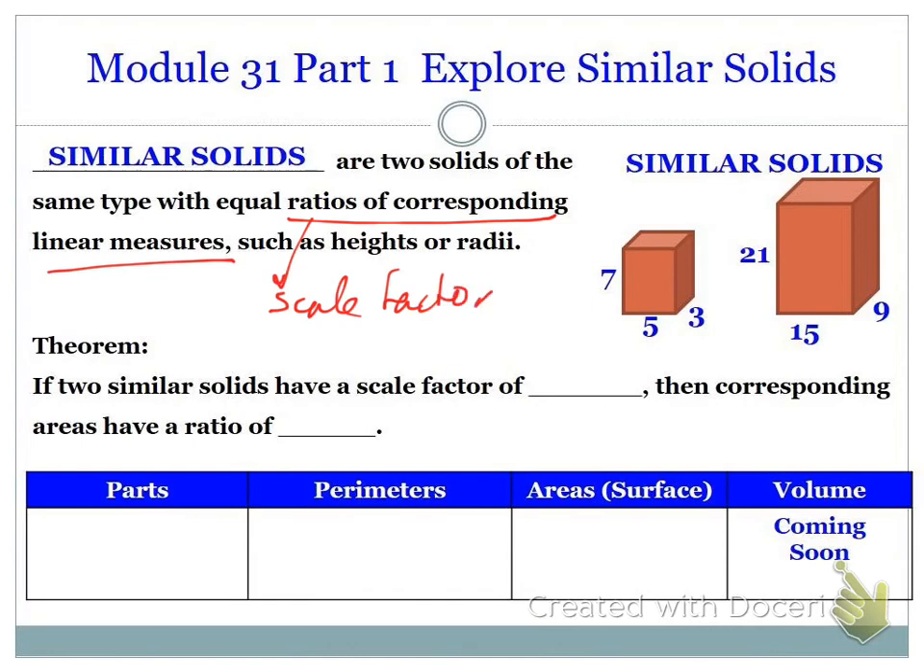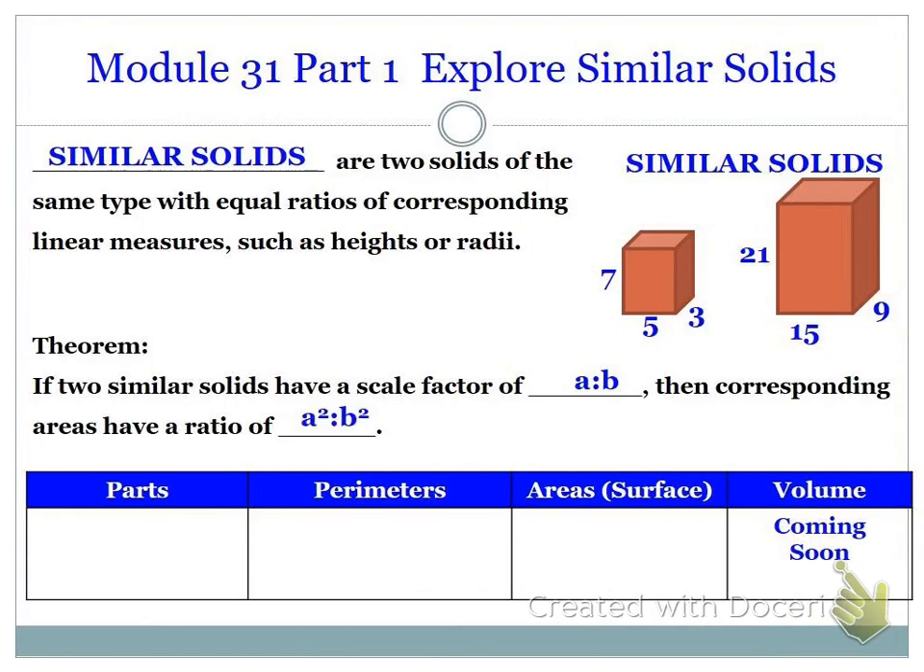So these guys here, the ratio of 7 to 21, which is 1 to 3, is equal to this ratio here, 5 to 15, which is again 1 to 3, and then 3 to 9 is 1 to 3, right? So those are all different edge lengths of those two similar solids.